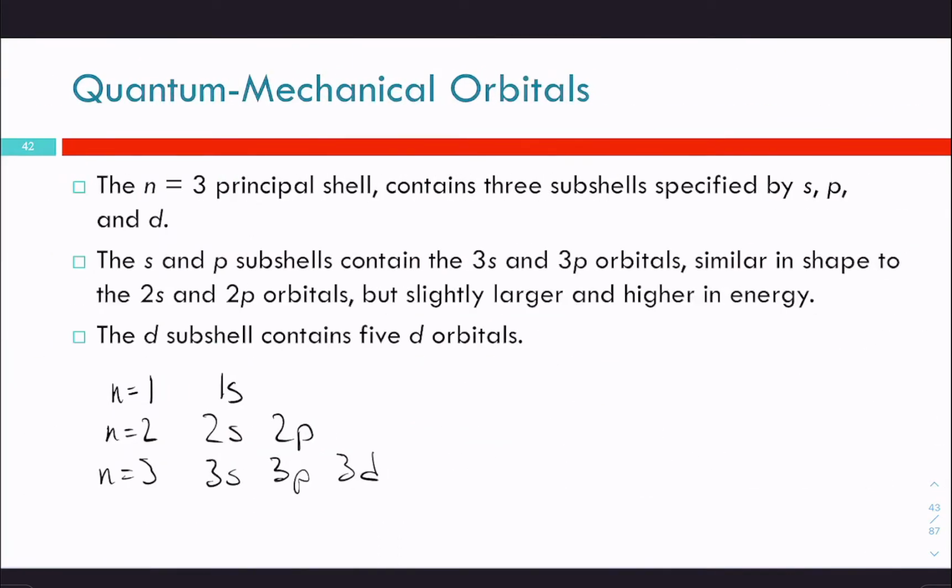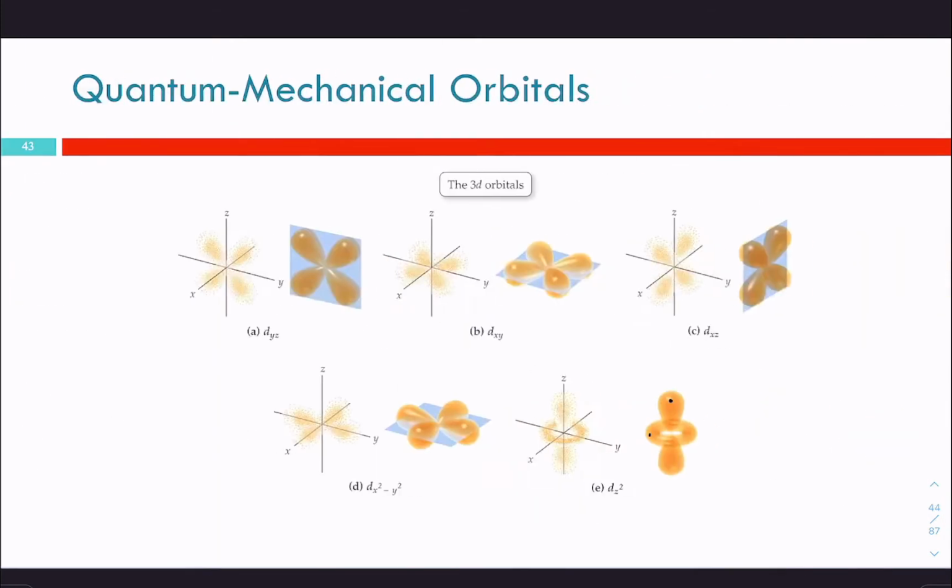When we go to n equals 3, the d subshells have their own unique shapes, and there are 5 orbitals there. 4 of them are this crossing pattern, kind of like 2 p orbitals crossing, 2 dumbbells each. And then this last one is the dumbbell with a donut around it. And that's where I told you that these electrons can move from one point in these orbitals to another point without crossing any of the space in between.